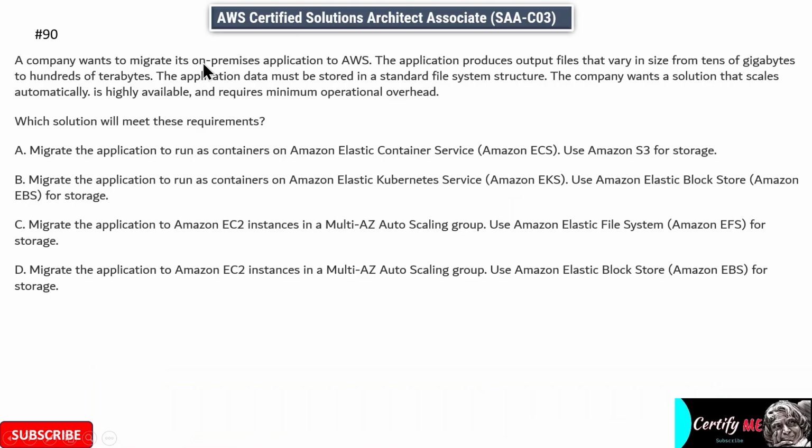A company wants to migrate its on-premises application to AWS. The application produces output files that vary in size from tens of gigabytes to hundreds of terabytes. The application data must be stored in a standard file system structure. The company wants a solution that scales automatically, is highly available, and requires minimum operational overhead. Which solution will meet these requirements?